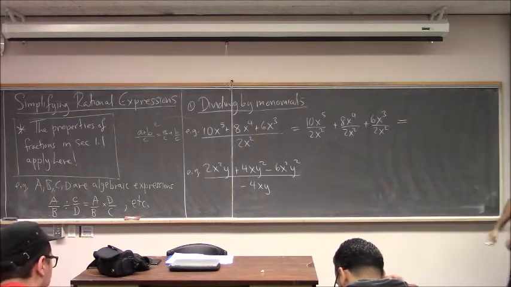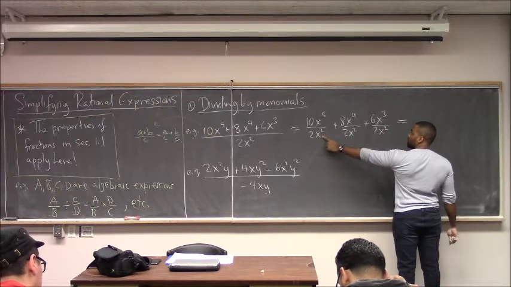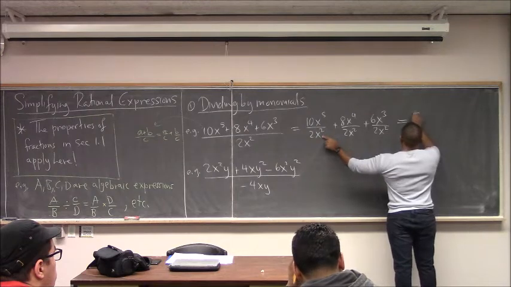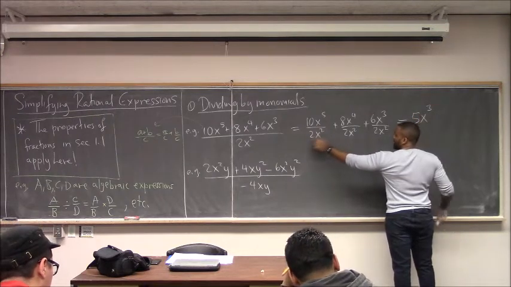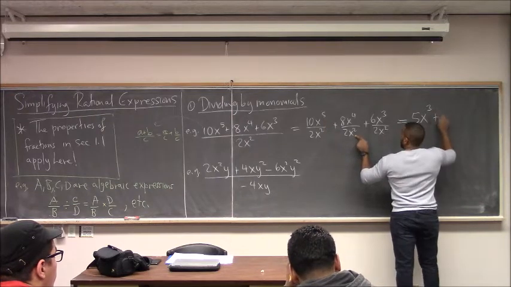And now you can simplify based on the laws of exponents. So this will give us what? 5x cubed, because the 2 reduces into the 10 and we just subtract the powers. 4x squared plus 3x.